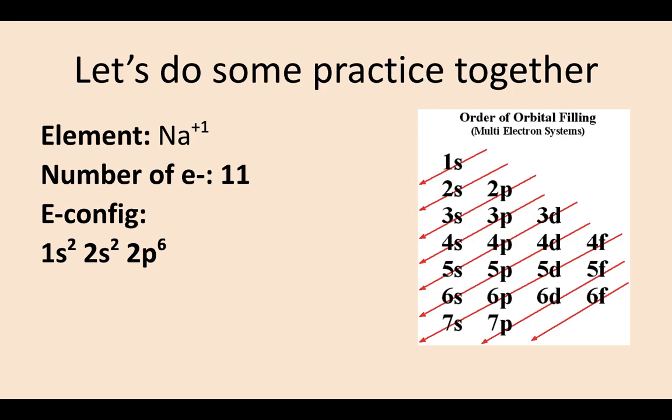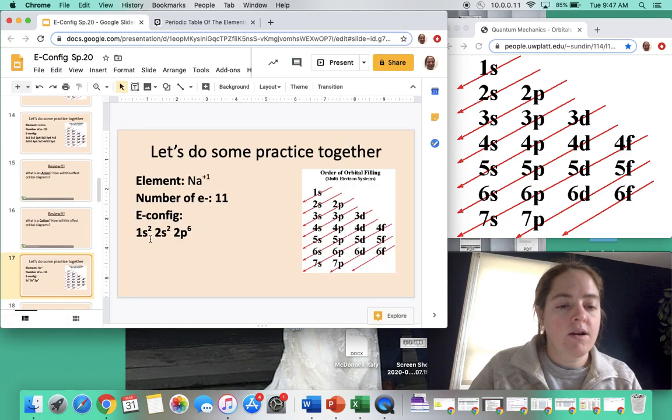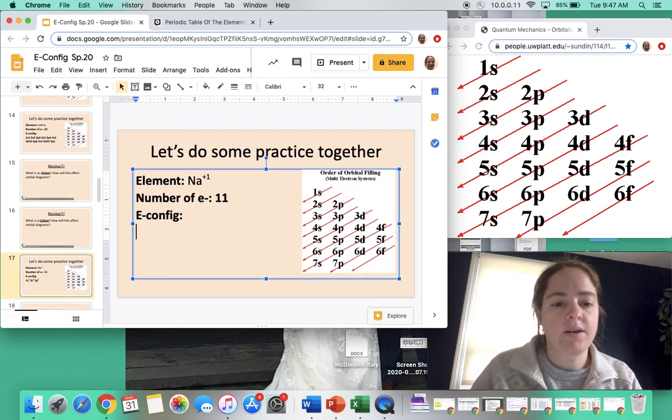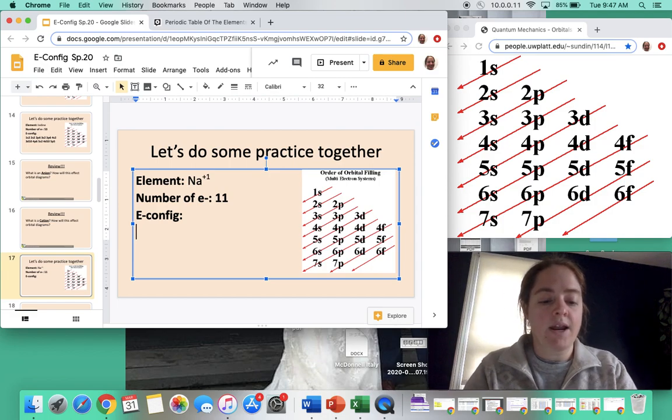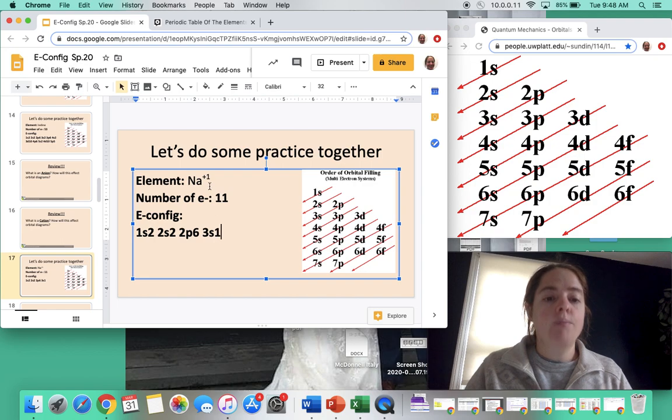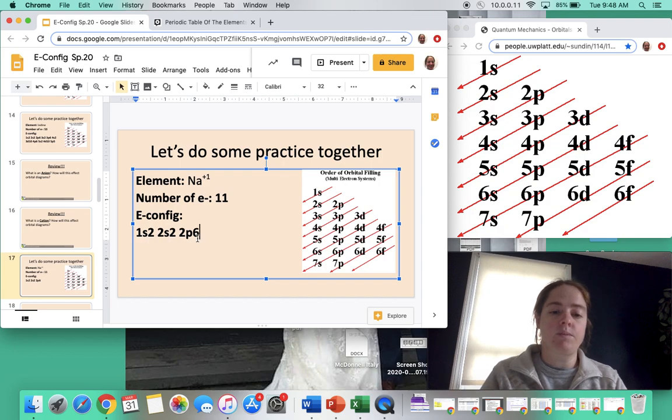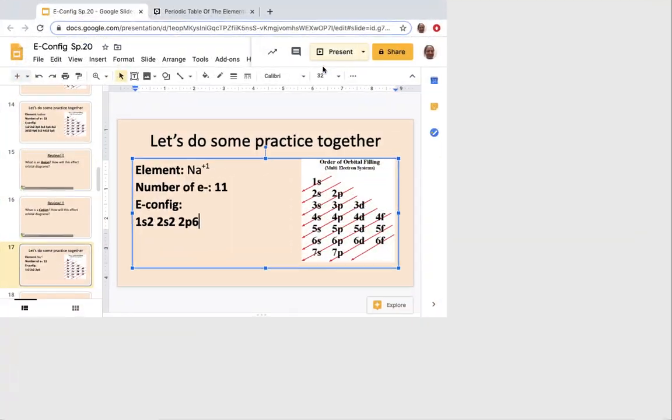Okay, so if we had Na plus 1, I'm going to go back to here. The answer is actually already there. I'm going to delete it really quick. Sodium should have 11 electrons. So if we write it out, it should be 1s2, 2s2, 2p6, and then 3s1. 2 plus 2 is 4, plus 6 is 10, plus 1 is 11. But we want plus 1, so we're actually just going to delete that last part, and then this would be our final answer. Okay? All right, I'm going to go back to full screen mode now.